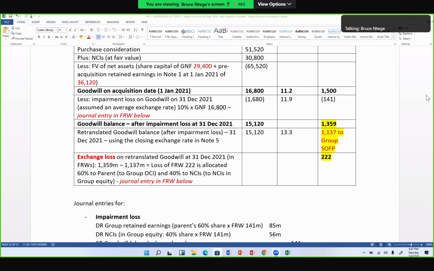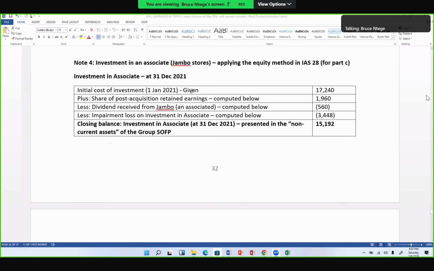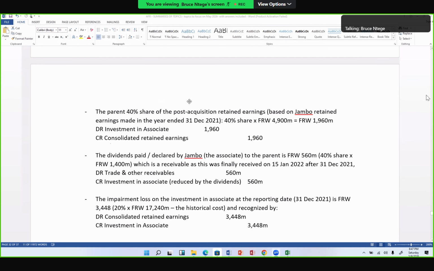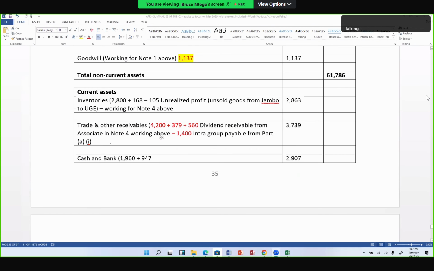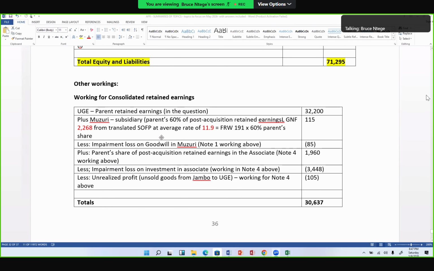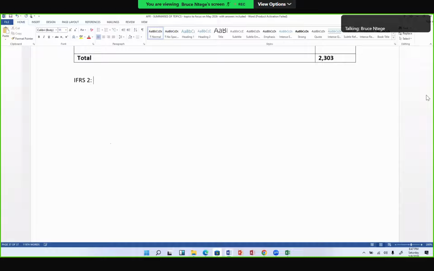Okay, so let's resume. And I want us to look at IFRS 2, share-based payments. And I'm going to look at it from the perspective of a question. I'll give you a few highlights and then get deep into that question. So IFRS 2. Okay, so IFRS 2 is titled share-based payments.